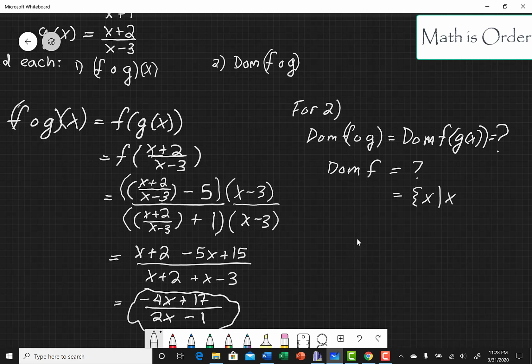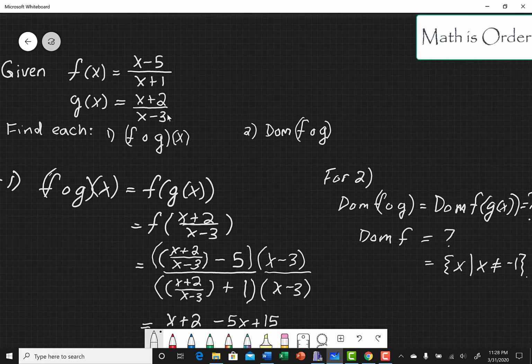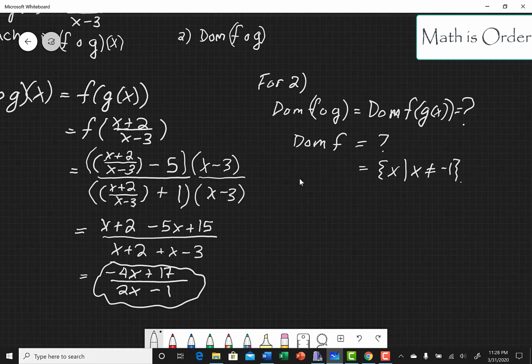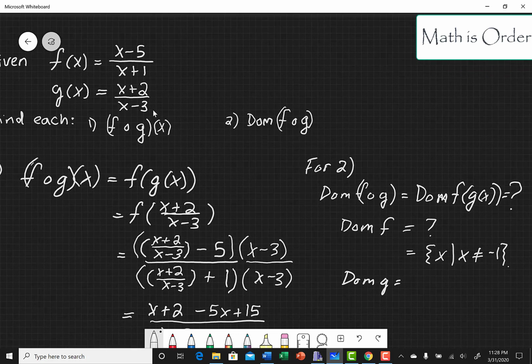All x such that x is not equal to negative 1. Because if x is negative 1, the denominator would become 0. So we have to take that value out of this function. It can never be evaluated at x equal negative 1. And what is the domain of g? Domain of g is all numbers except x equal 3.